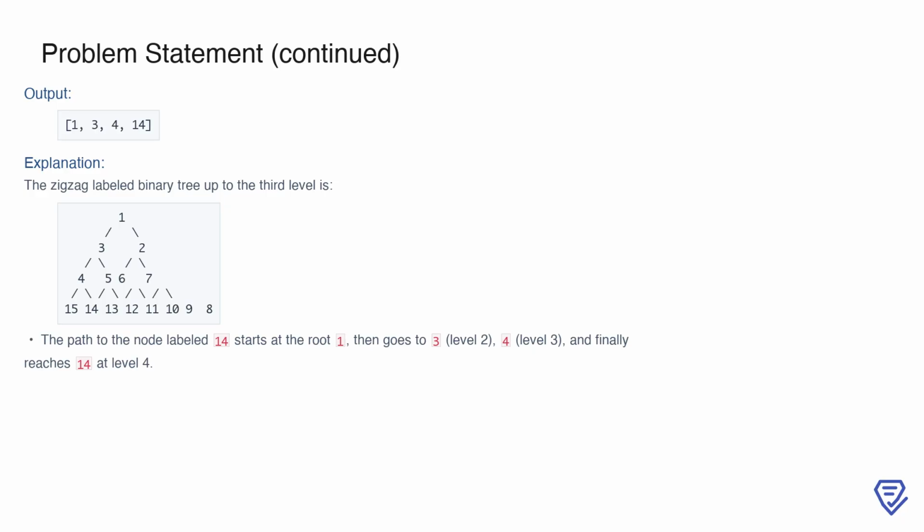and finally 14. To understand this, we can visualize the zigzag labeled binary tree. At the first level, we have the root node labeled as 1. At the second level, the nodes are labeled 3 and 2 going right to left. At the third level, the labeling switches back to left to right, with nodes labeled 4, 5, 6, and 7. At the fourth level, the labeling alternates again to right to left, creating nodes labeled from 15 to 8. Following this structure, the path to 14 involves moving from 1 to 3, then to 4, and finally reaching 14.